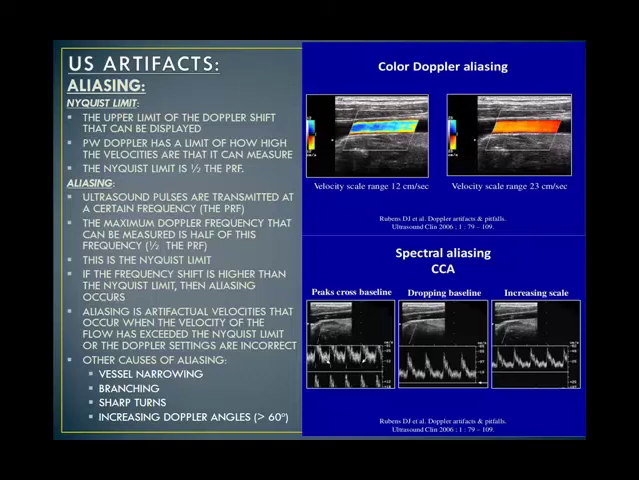Sort of, and we'll learn a little bit more about that later. But basically what you guys need to know is there's a max limit that the machine can pick up as far as velocity. Anything above that and you're going to start getting artifact. And the artifact we call aliasing. And it usually presents as either artifactual colors or your waveform will not be displayed all the way on your bar.